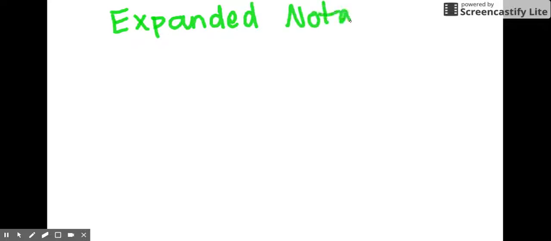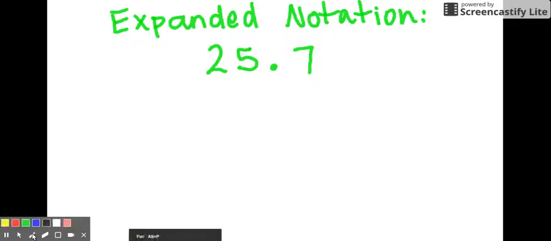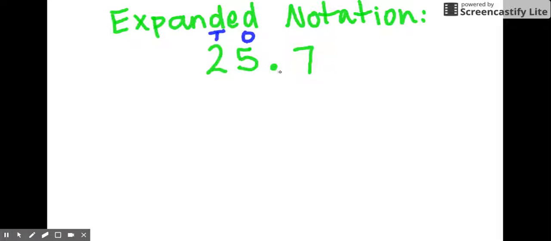Let's talk today about expanded notation. And we're going to do it for decimals. You know how to do expanded notation for whole numbers. For decimal numbers, it's really not much different. Let's say I'm given the number 25.7, tenths. Well, I know the 5 is in the ones place. The 2 is in the tens place. The 7, since it's behind the decimal, we're going to always call that tenths.